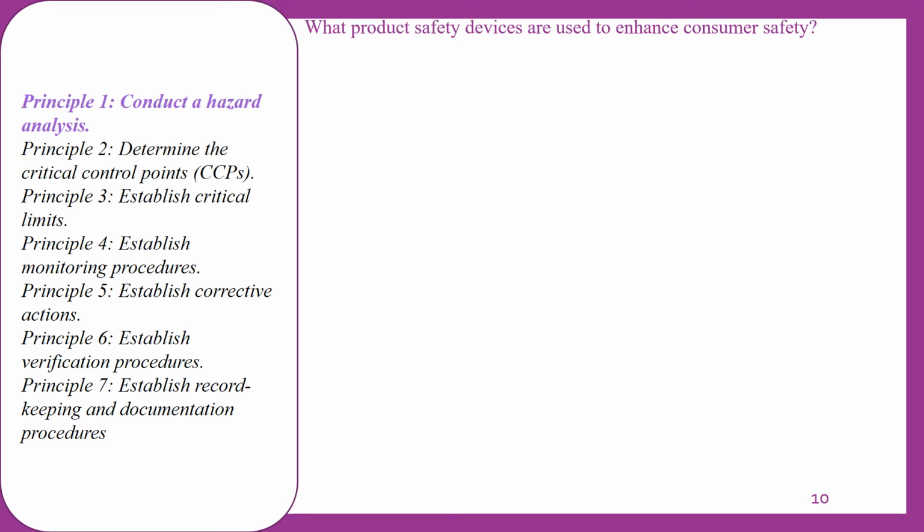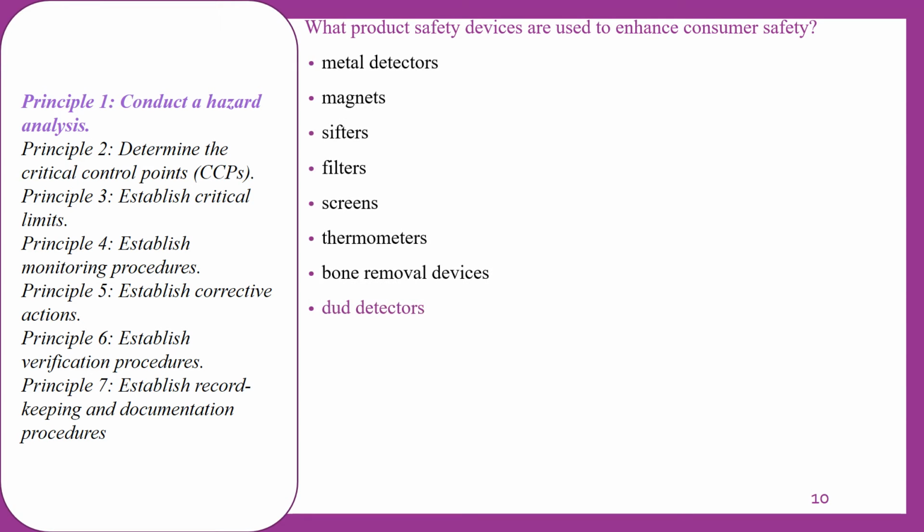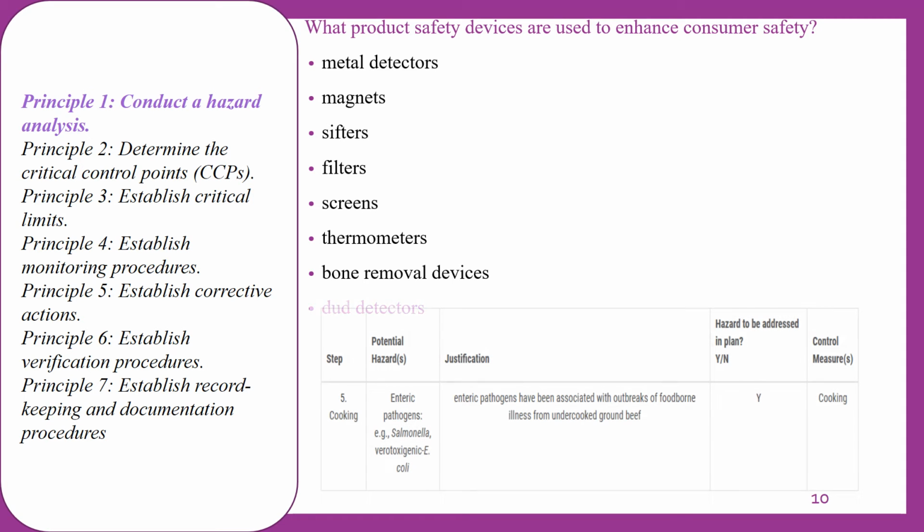What product safety devices are used to enhance consumer safety? These are metal detectors, magnets, sifters, filters, screens, thermometers, bone removal devices, dud detectors.